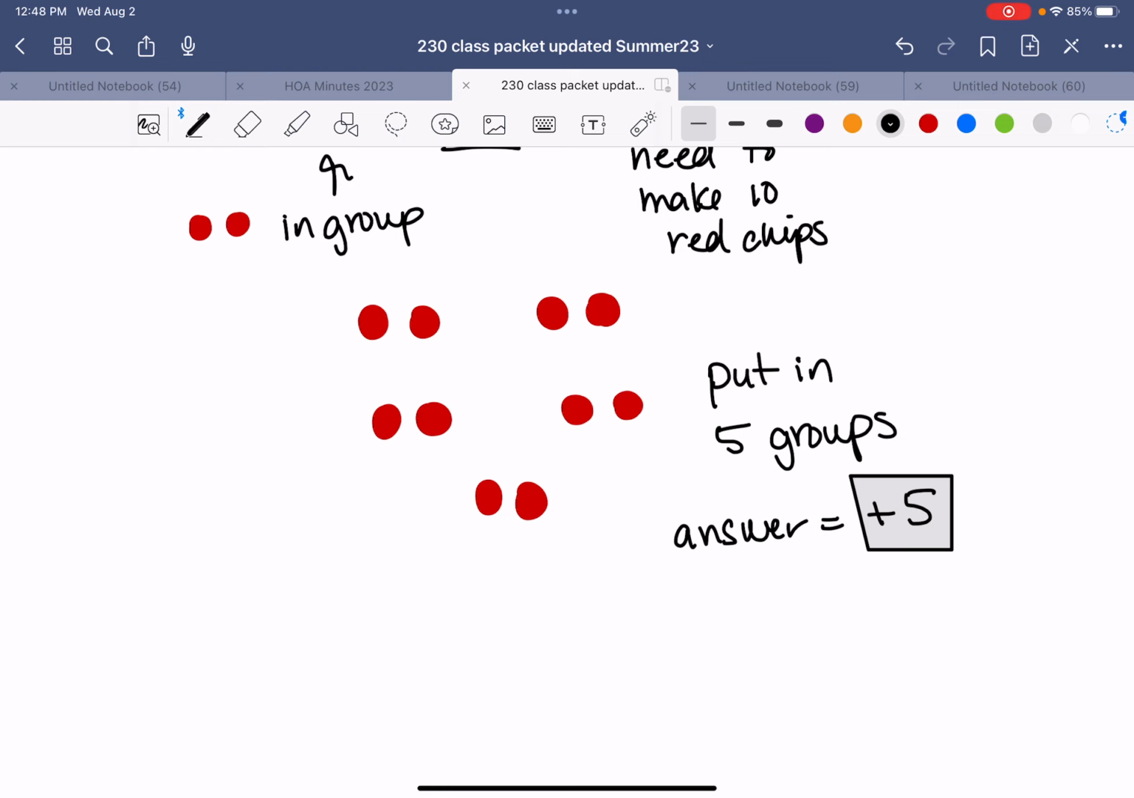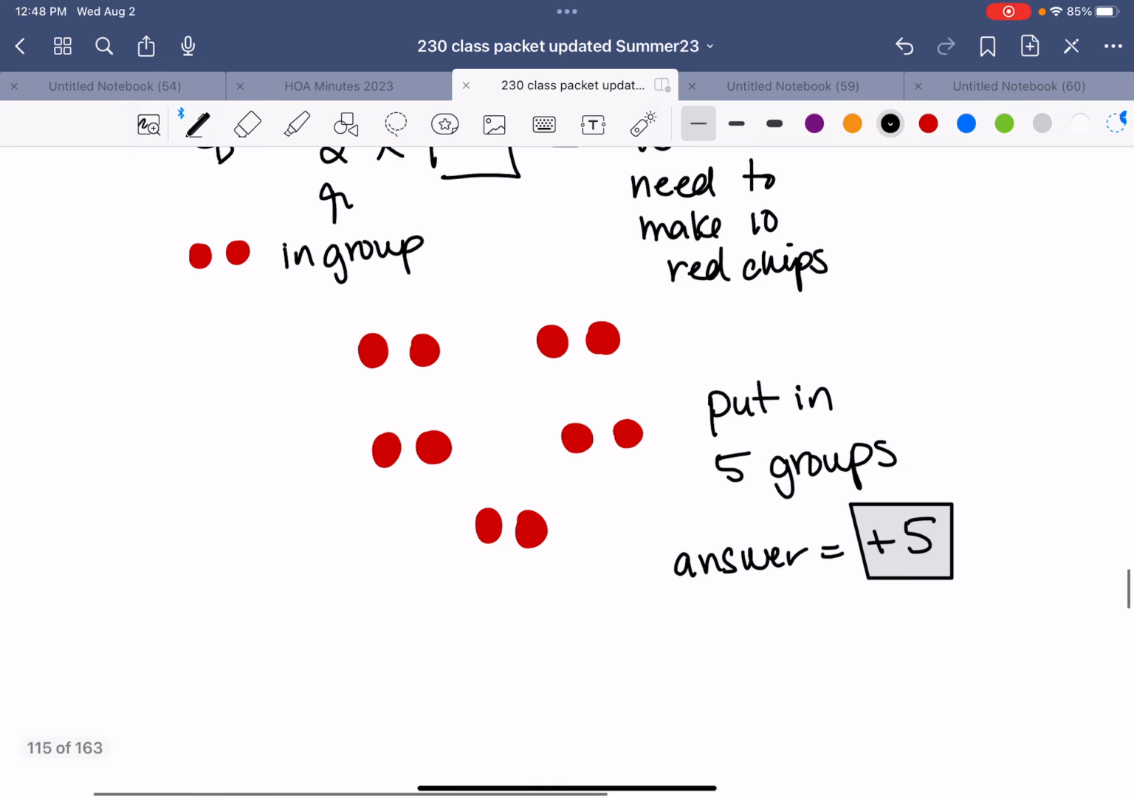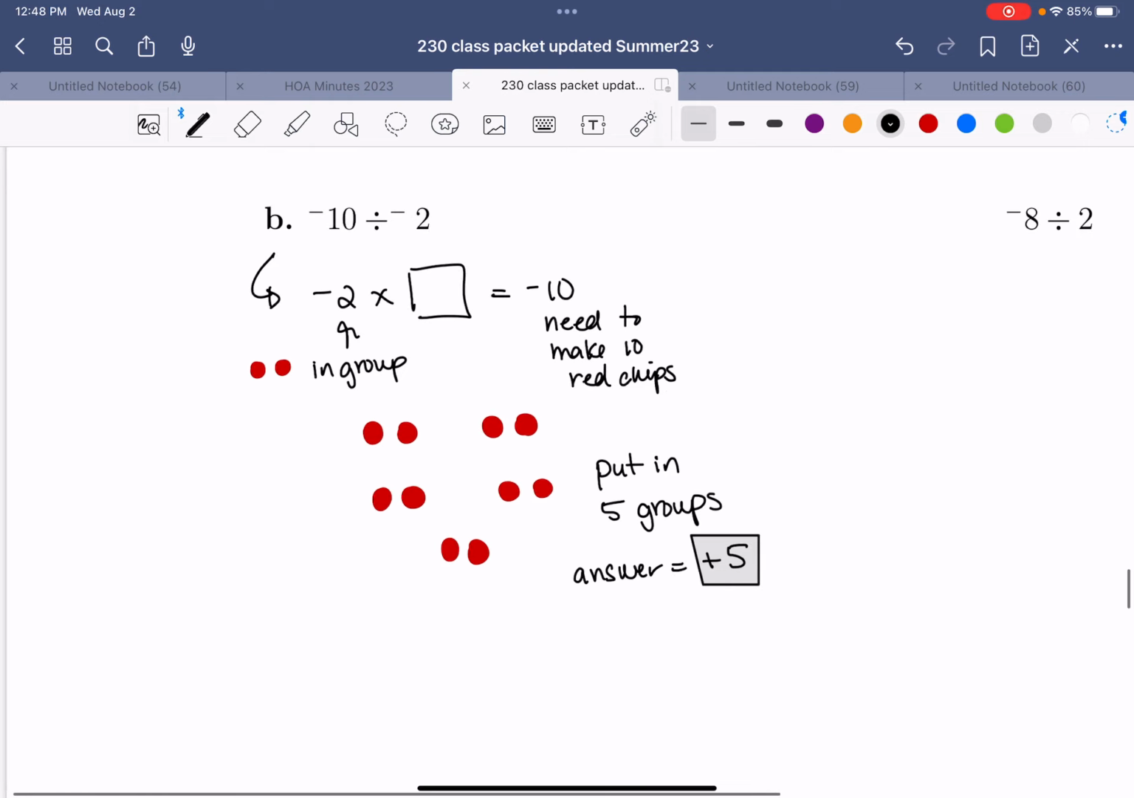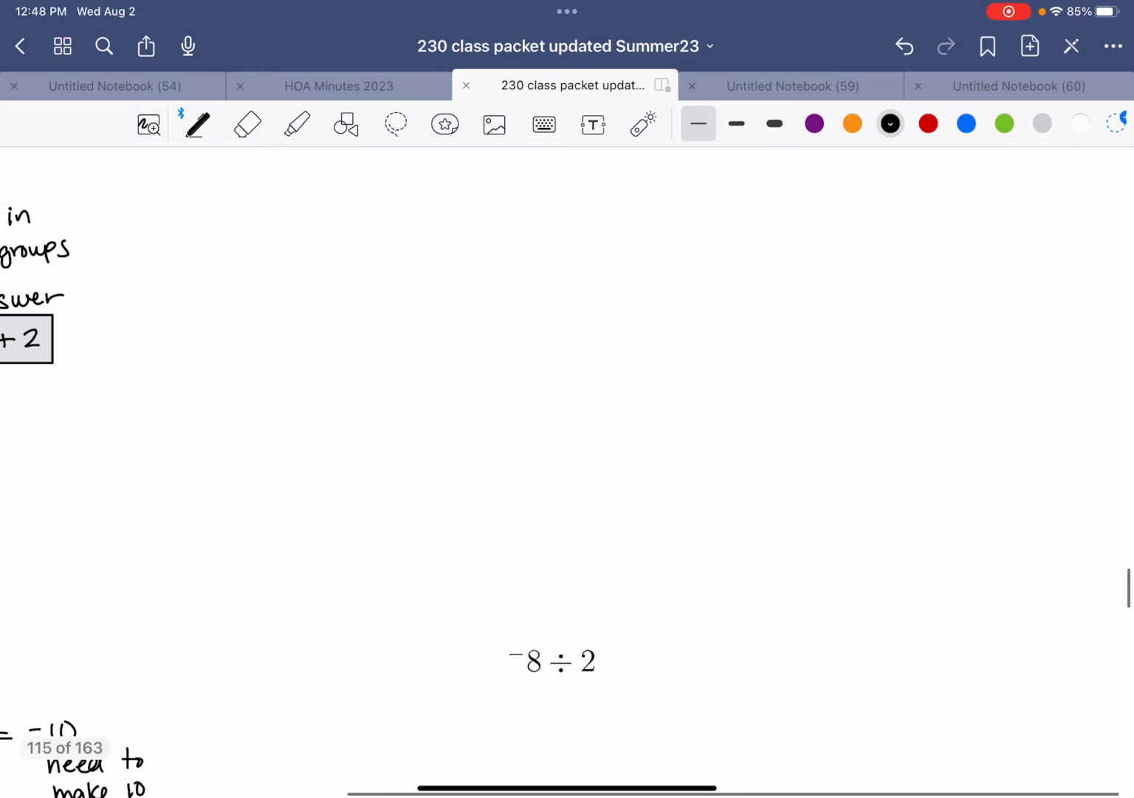And you know you don't need the positive sign there. I'm just being extra to emphasize that. Okay, so whenever the signs are the same with division, it means that you're working with the same colored chips that you need. And so you can just put in as many groups as you need until you have the right number. Okay, where it gets tricky is what happens when they're not the same.